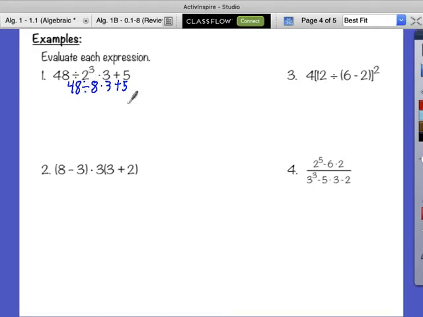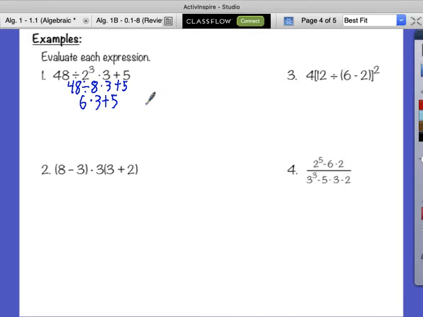Okay, Jayden, what is that? It is 6. Okay, good work, Jayden. So we have 6. This times 3 is still there, and the plus 5 is still there. So 48 divided by 8 is 6 there, times 3 plus 5.